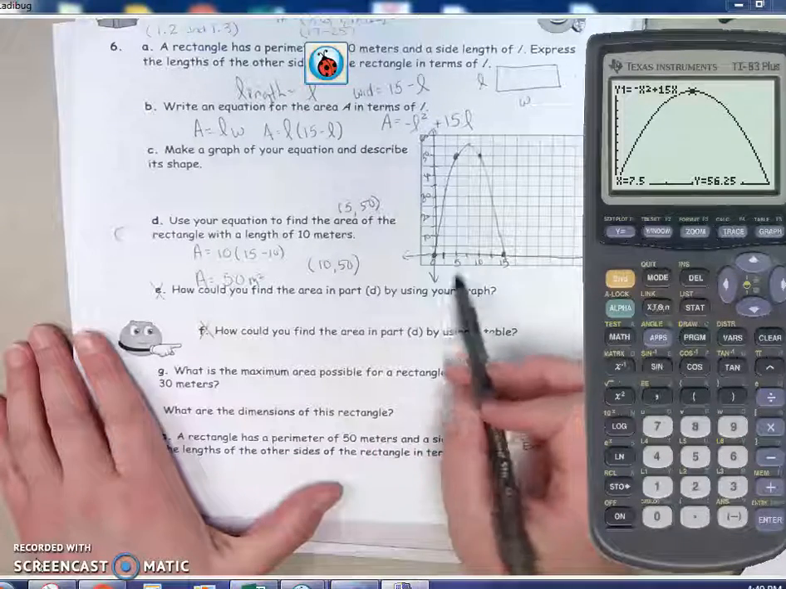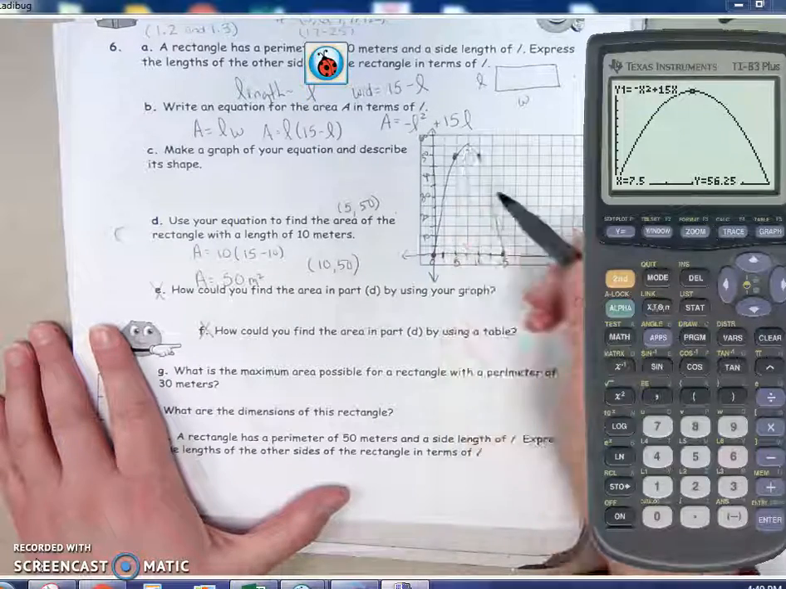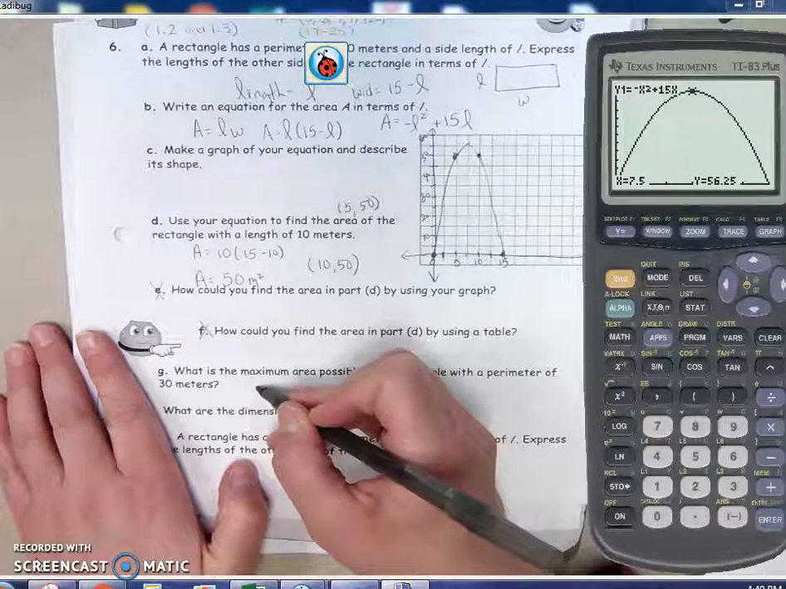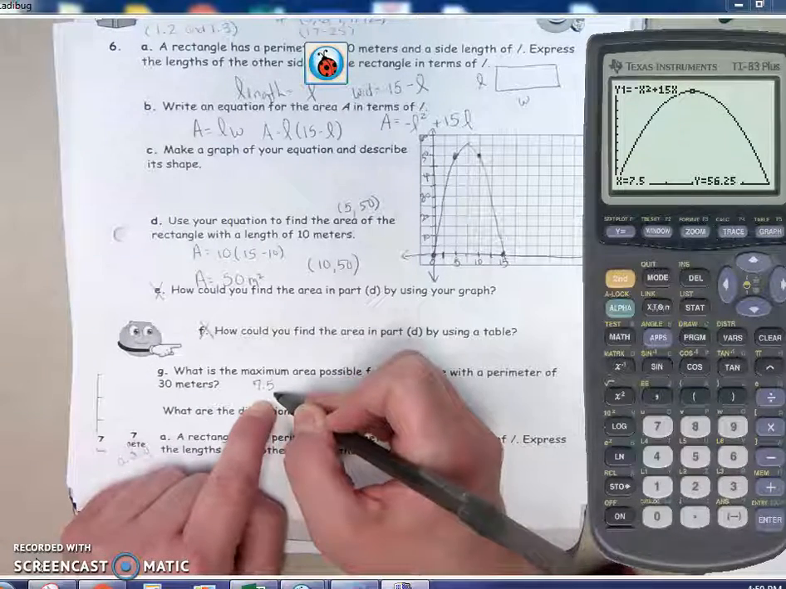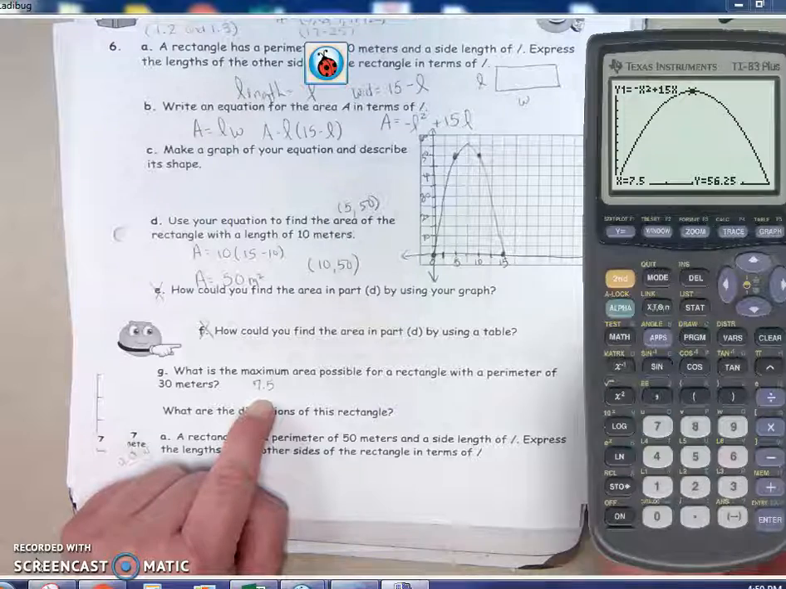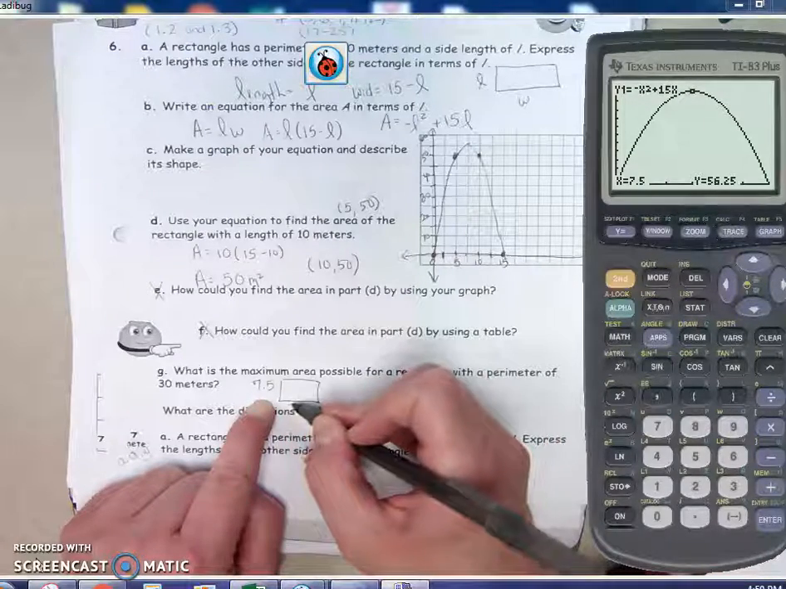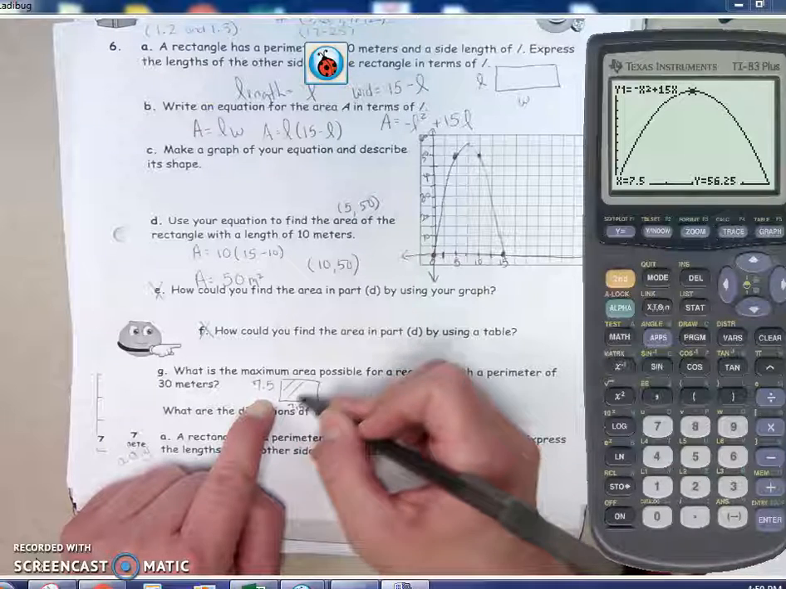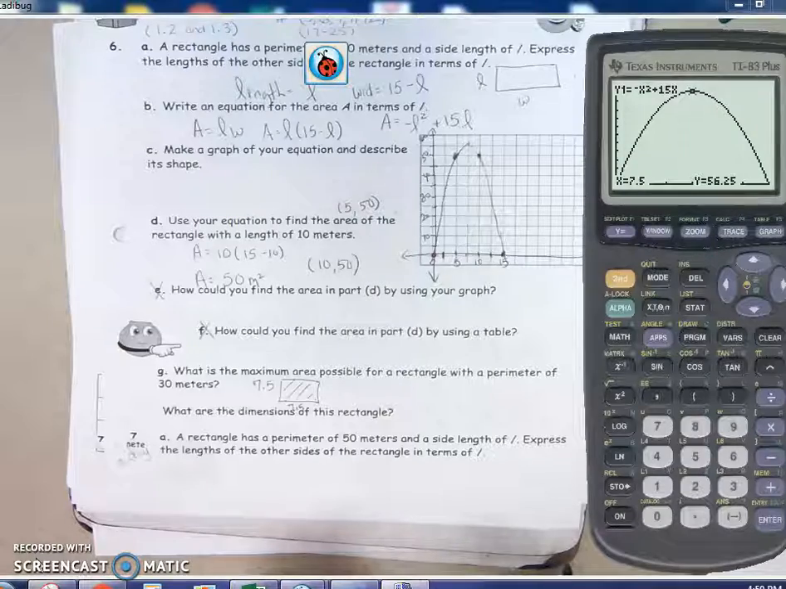So that means that the rectangle with the greatest area, if I'm using 30 meters, would have a side length of 7.5. And if the length is 7.5, the width is 15 minus 7.5, which is also 7.5. So it's going to have a length of 7.5 and a width of 7.5, and it's going to be a square again. So a square will always give you the greatest area given a set perimeter.